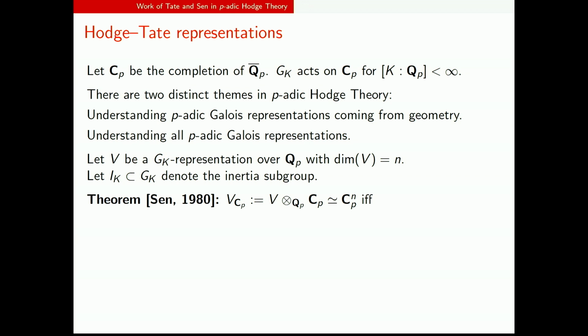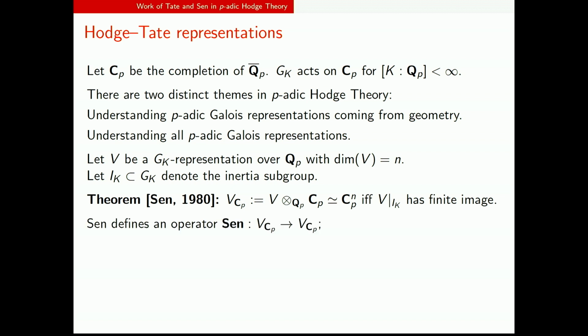So one question you could ask is, when do you get an isomorphism of Galois representations V tensor C_p with C_p^n? If V was a trivial representation, this would be true. But what Sen proved, and I believe was conjectured by Serre beforehand, was that this is true if and only if the original Galois representation has finite image on the inertia subgroup.